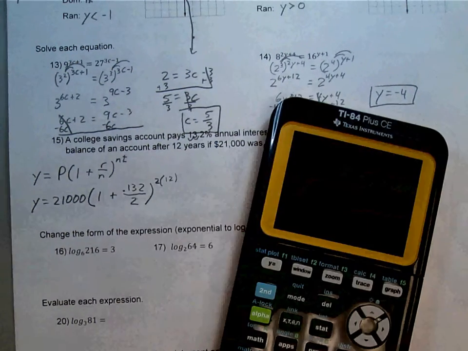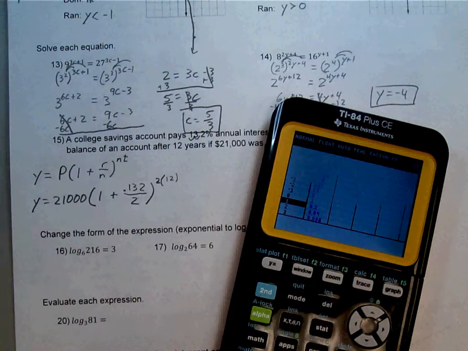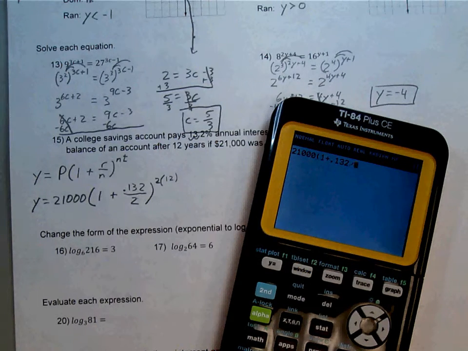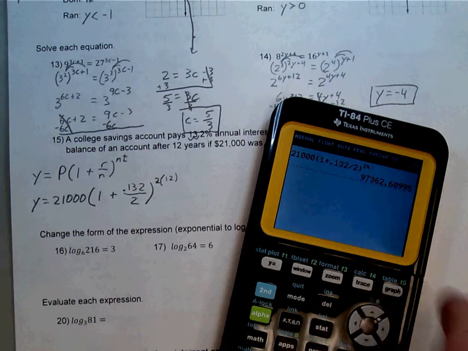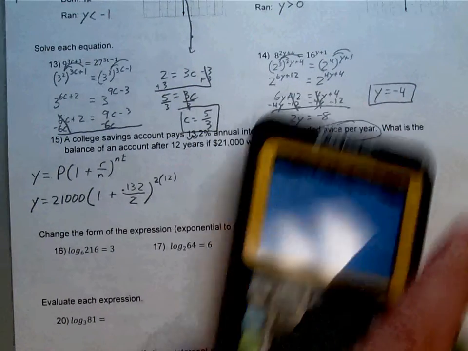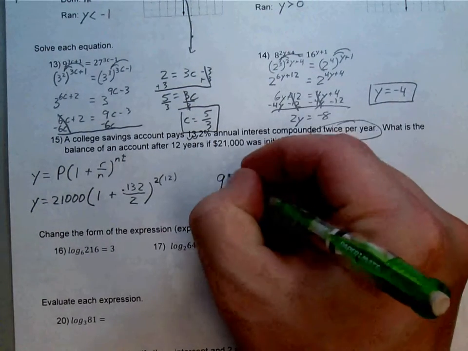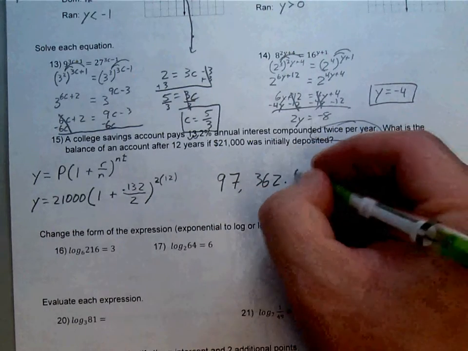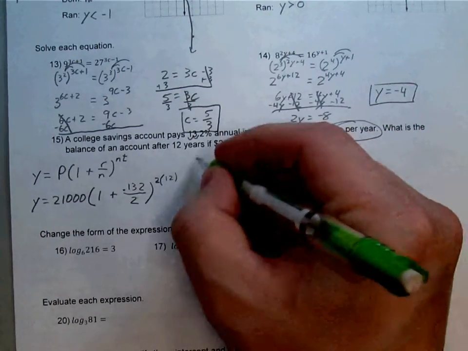And so we'll type this into the calculator. So we have 21,000. 1 plus 0.132 divided by 2. Close the parentheses, and for an exponent I have 2 times 12, which is also 24. So we get $97,362.61.